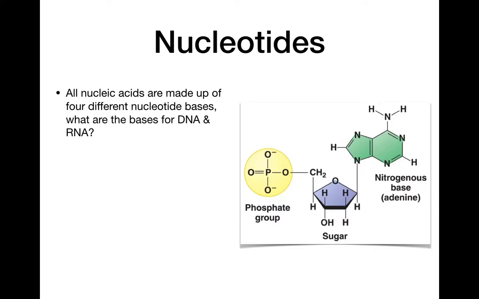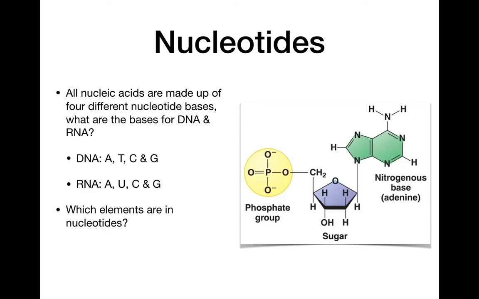All nucleic acids are made up of nucleotide bases. What are those bases for DNA and RNA? Well, hopefully you know that for DNA, they are adenine, thymine, guanine, cytosine, ATCG, and for RNA, we replace the thymine, the T, with uracil. So the cytosine bases are the same for each one. Okay, so DNA: A, T, C, and G, and RNA: A, U, C, and G.